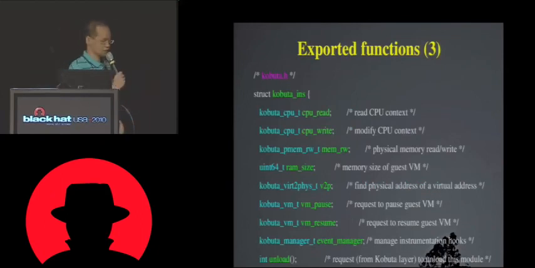Here's how we export some functions to the Kubota module. We put all the functions we need to export into one structure. So you can see that we put all those functions in the structure and pass this structure to the Kubota module. So the Kubota module can read CPU context, write CPU context, and read and write the physical memory. It can know the memory size of the virtual machine. It can know how to translate the virtual address to a physical address. It can pause or resume the virtual machine. It can manage the instrumentation hooks.